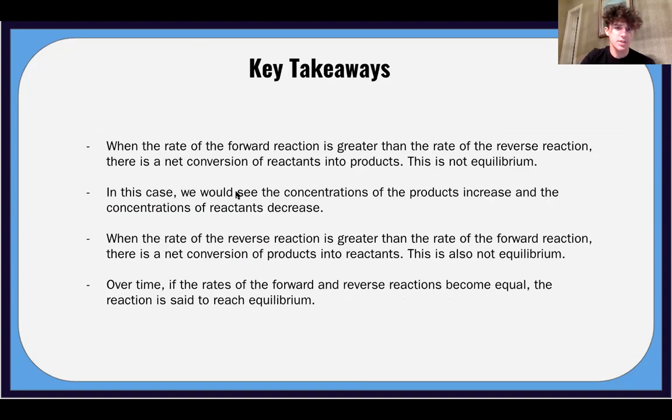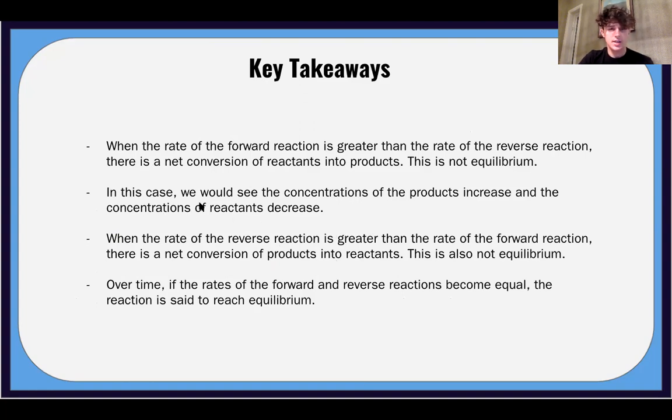So some key takeaways for 7.2 is when the rate of the forward reaction is greater than the rate of the reverse reaction, there's a net conversion of reactants to products. This does not mean it is at equilibrium, and this is vice versa with when the rate of the reverse reaction is greater than the rate of the forward reaction, there's a net conversion of products into reactants. And this is also not at equilibrium. Those two are essentially vice versa.